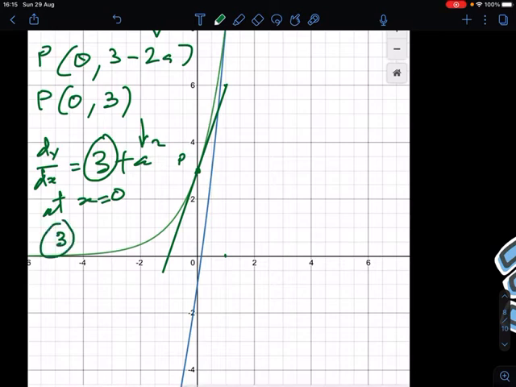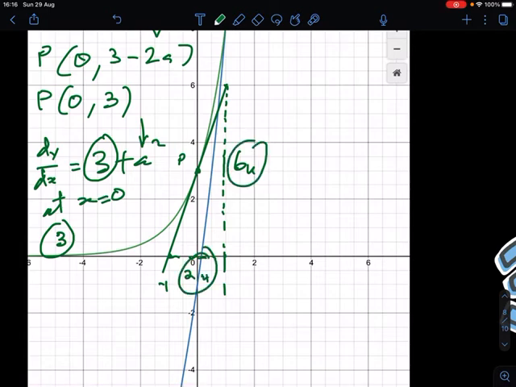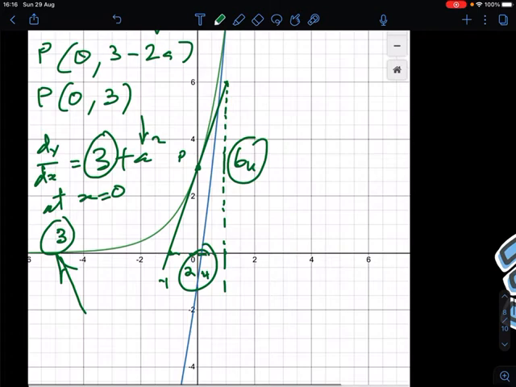We have 6 here, we bring it down to here, so that it will be the gradient. This is 6 units here, and here is 1, this is negative 1, so there are 2 units here. So 6 divided by 2 is 3. The gradient is indeed 3. This is just for you to visualize what's going on.